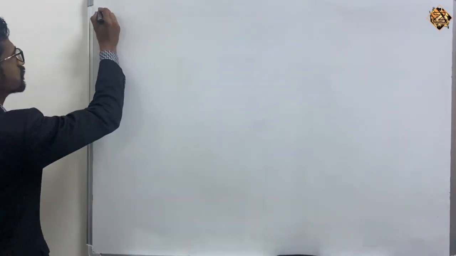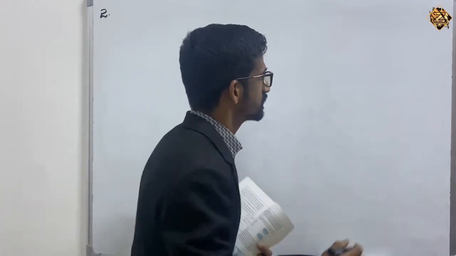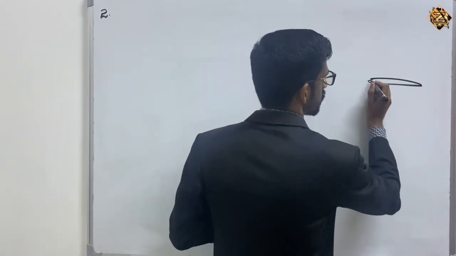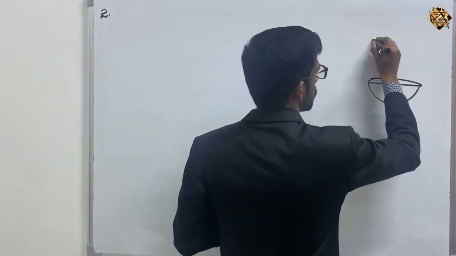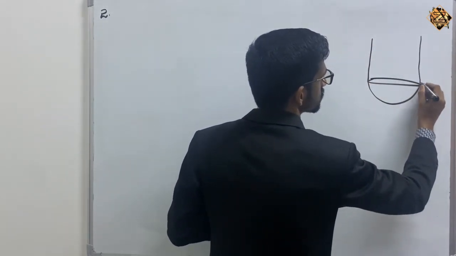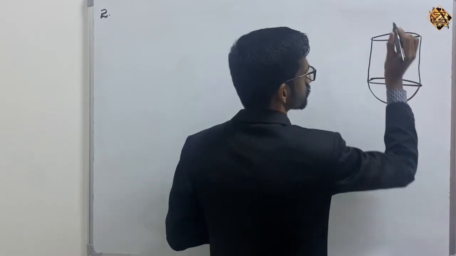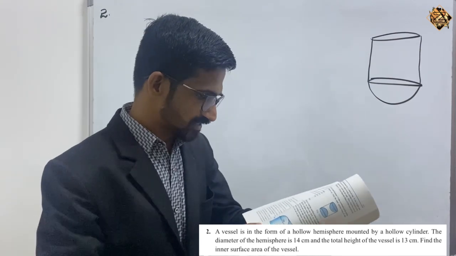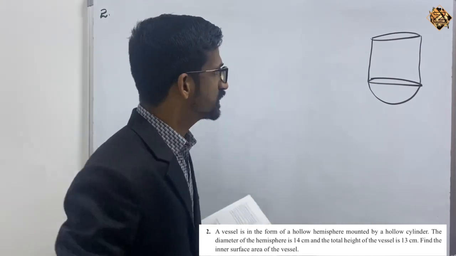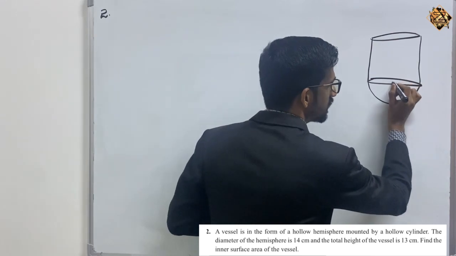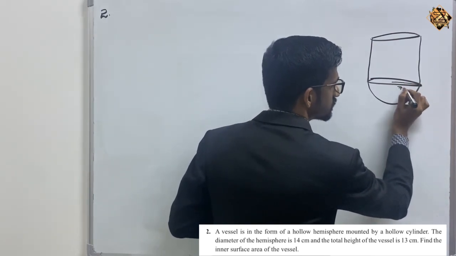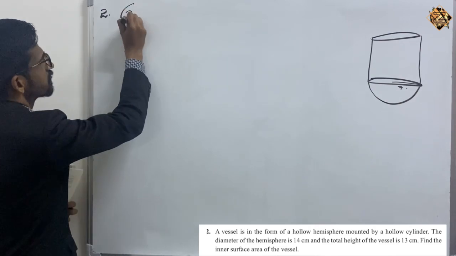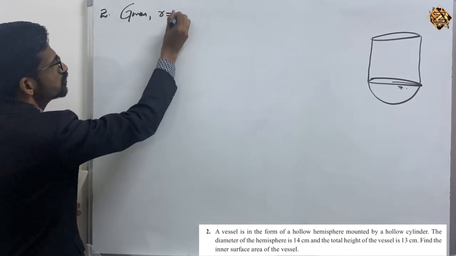It is given that a vessel is in the form of a hollow hemisphere mounted by a cylinder, isn't it? So roughly draw a figure. A hemisphere mounted by a hollow cylinder. And it's given that the diameter of the hemisphere is 14 centimeter. So definitely if the diameter is 14, then the radius will be equal to what? 7, isn't it? Radius equal to 7 centimeter.